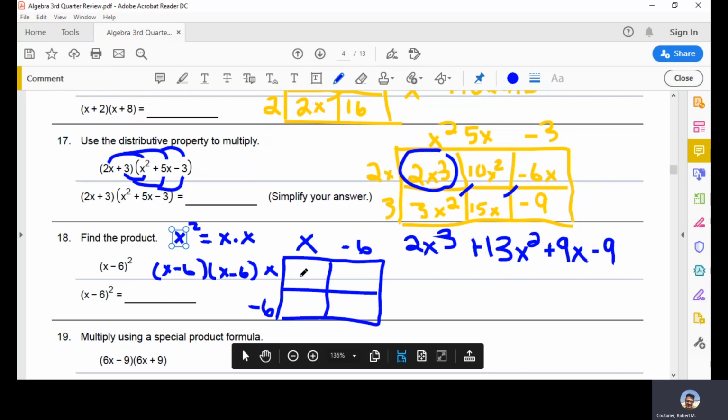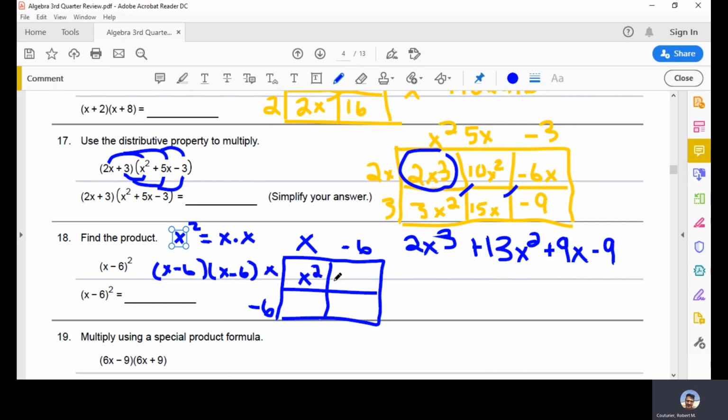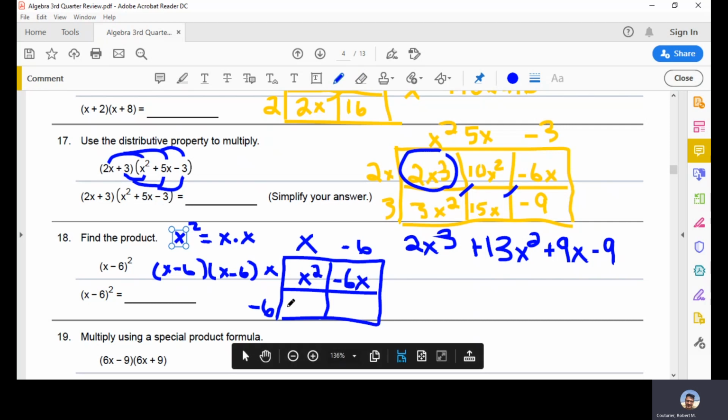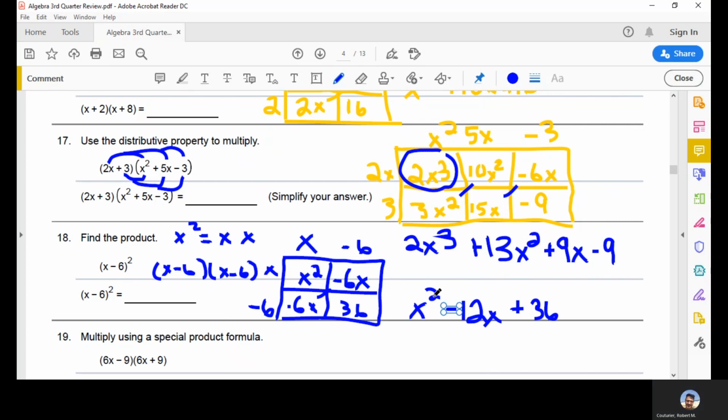Multiply to fill your boxes in. X times x, x squared. X times a negative 6 is a negative 6x. Negative 6 times negative 6 is a positive 36. So now, look, these are like terms. I'm sorry, I did the same mistake that a lot of you do. We multiply to get in, we add to get out. So negative 6 minus a negative 6 is a minus 12x. The 36 comes out. The x squared comes out. And you are done.